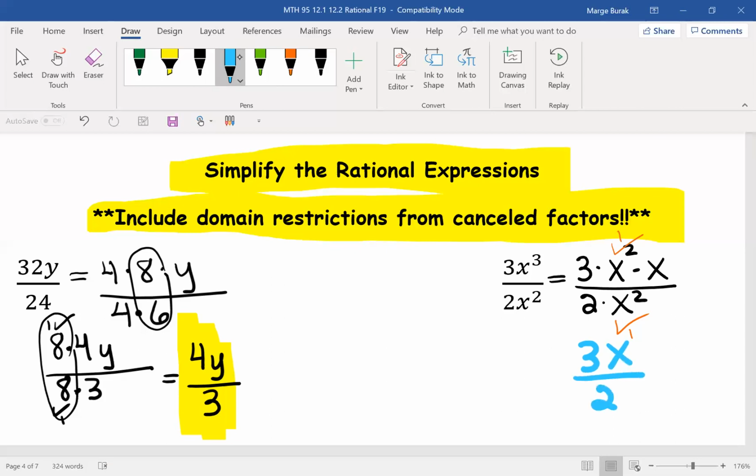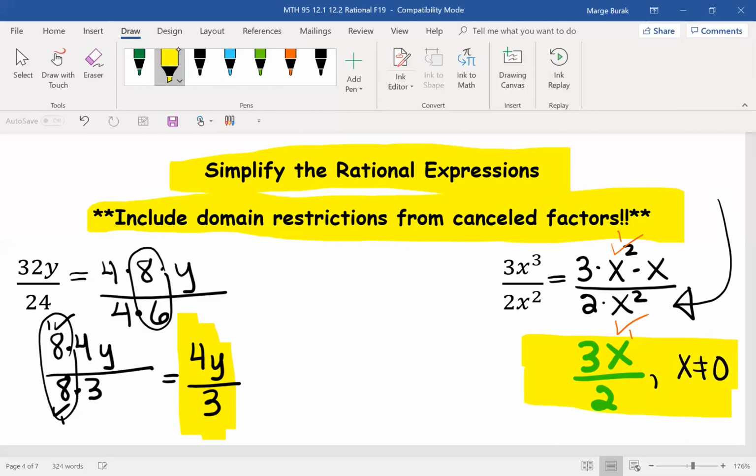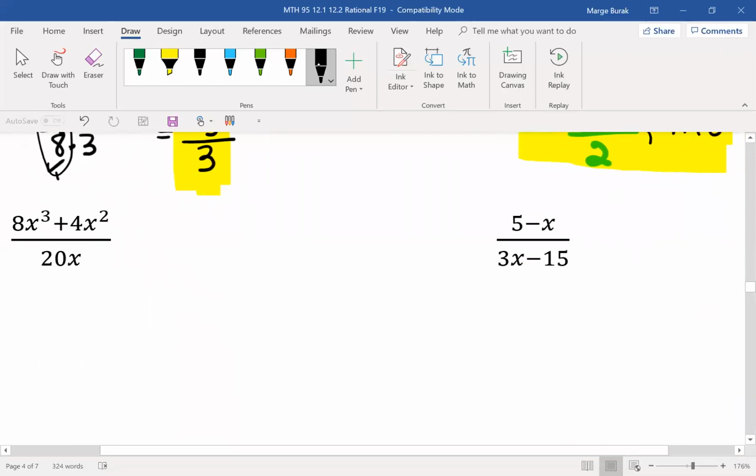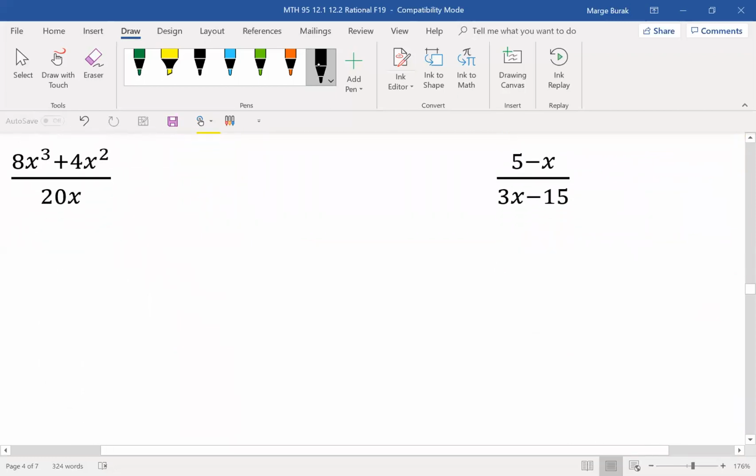That's a canceled factor. So that leaves me with the 3 and the x in the numerator and the 2 in the denominator. Now, here's where I have to include domain restrictions, because remember, the denominator cannot equal 0. And if x was 0, that denominator would be 0. So I have to say x cannot equal 0 and let the person know that this started off as something with a denominator where x could not equal 0. Okay, you'll get the hang of this as we go further on. Okay, so let's do a couple more.